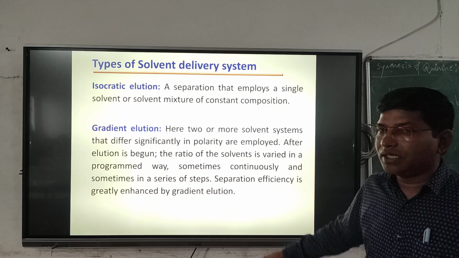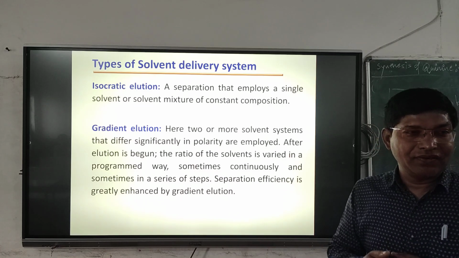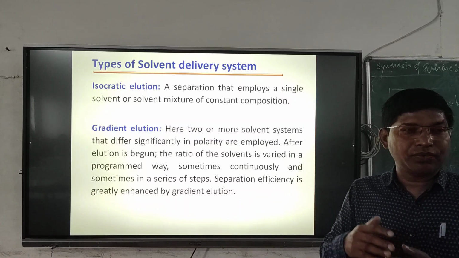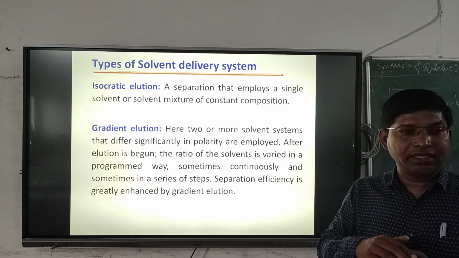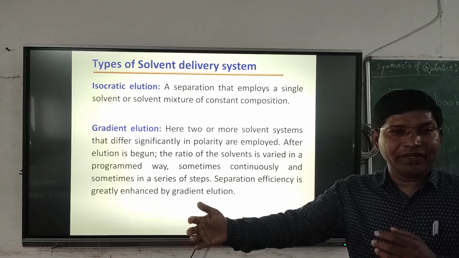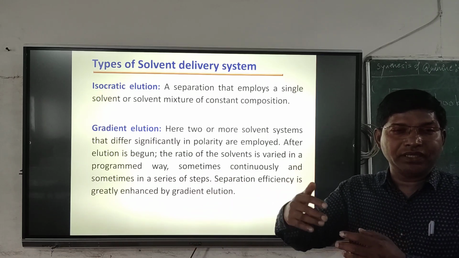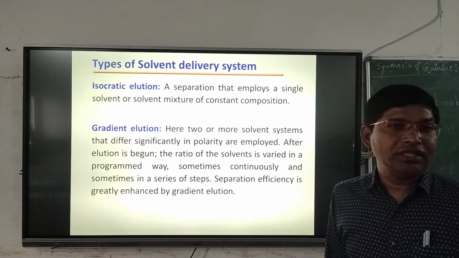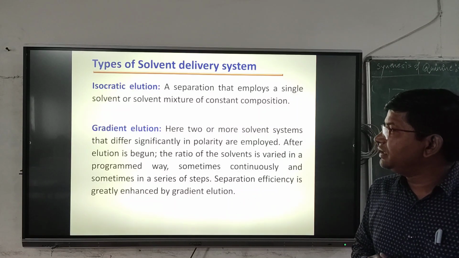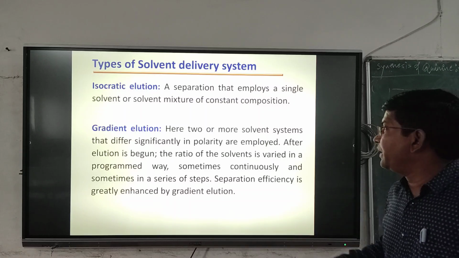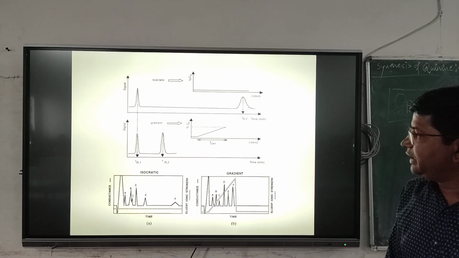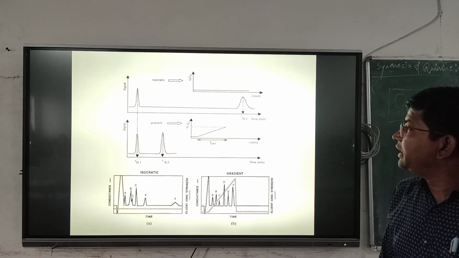Then we have gradient elution. With time, the composition of the solvent changes. Suppose you are taking a mixture of methanol and water. At 0 minutes the methanol composition is 10% and water is 90%, then at 1 minute it will be 20 and 80. At 2 minutes the methanol concentration will be 30 and water 70. In this way the composition of the two solvents varies, and this gradient elution is used for separation of a larger number of compounds from the sample. From this graph we can understand isocratic and gradient elution.